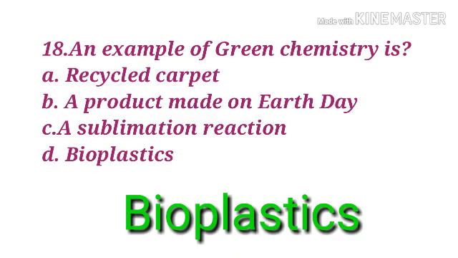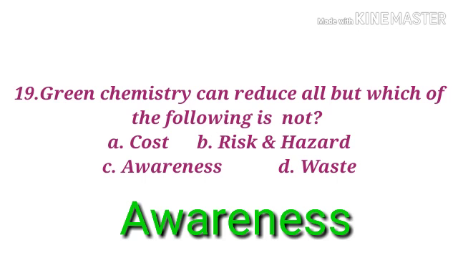An example of green chemistry is: options: recycled carpet, a product made on Earth Day, a sublimation reaction, bioplastics. Answer: bioplastics. Bioplastic is an example of green chemistry. Green chemistry can reduce all but which of the following? Cost, risk and hazard, awareness, waste. Answer: awareness. Green chemistry can reduce cost, risk and hazard, and waste.